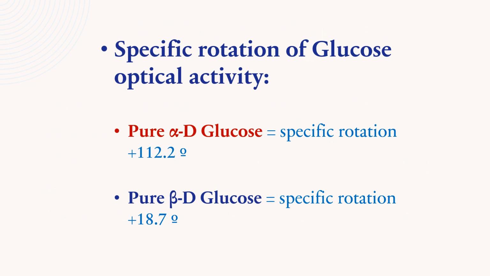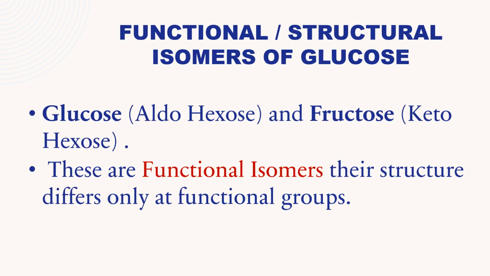Specific rotation of glucose and optical activity. Pure alpha D glucose has a specific rotation of plus 112.2 degrees and pure beta D glucose has a specific rotation of plus 18.7 degrees. Functional or structural isomers of glucose. Glucose, also known as aldohexose, and fructose, also known as ketohexose. These are functional isomers. Their structure differs only at functional groups, that is either at keto group or at aldo group.